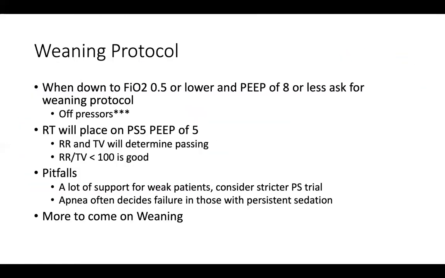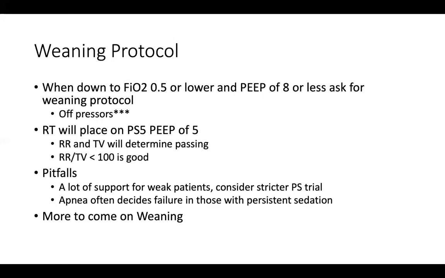And then finally, a little bit more on weaning. When patients get down to an FiO2 of 0.5 and are at a PEEP of 8 or less, we can put them on these weaning protocols. There's an order set. The patient typically has to be off pressors, but many times, if communicated, the respiratory therapist will do the weaning protocol on minimal pressors. They will often put the patients on 5 of pressure support and 5 of PEEP, which actually is a significant amount of support, especially for those patients deconditioned and on the vent for a long period of time.